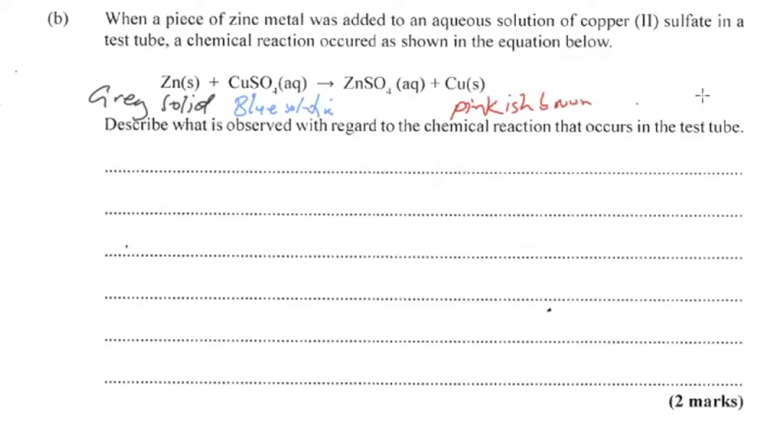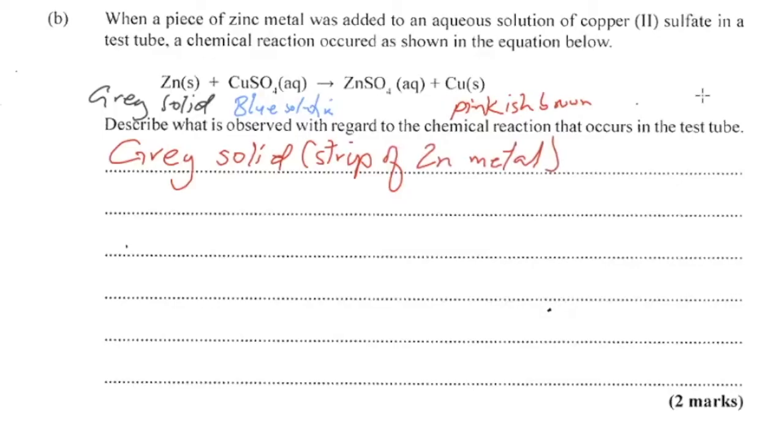As the reaction progresses, we would expect to see our gray solid dissipating, which is the zinc. So the gray solid, the strip of zinc metal, would dissipate.